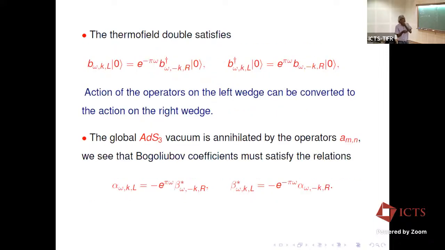And here are the usual thermofield double relations: if you annihilate on the right, you can create on the left; if you create on the left, you can annihilate on the right. Basically, the action on the left wedge can be converted completely into action on the right wedge. And the global AdS3 vacuum is annihilated by these. And for that, the Bogoliubov coefficients satisfy some relations. These are the typical phenomenology of Rindler space.